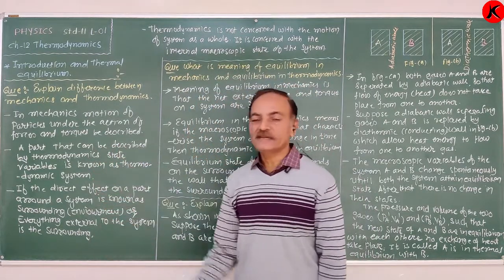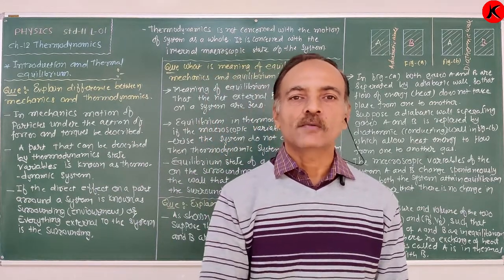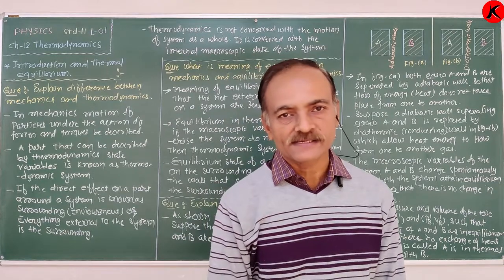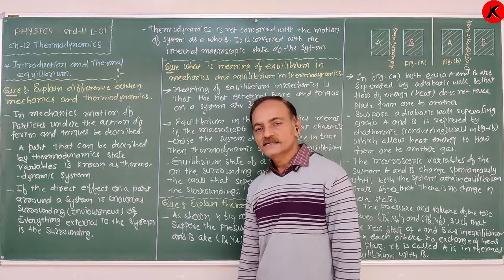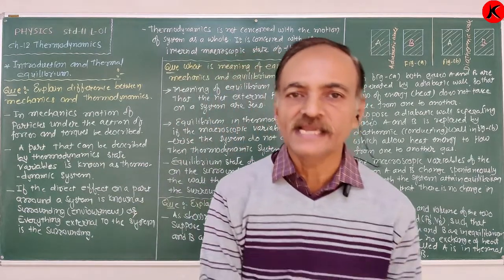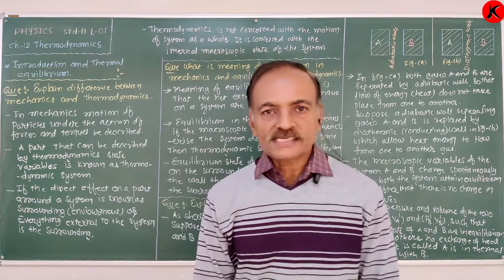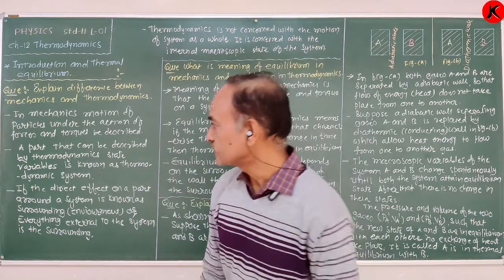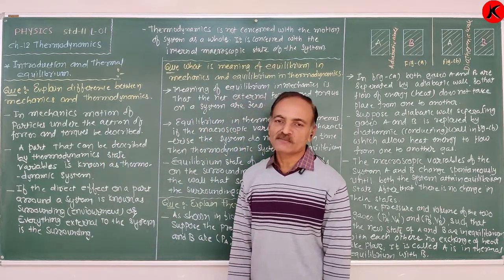Therefore, a part that can be described by thermodynamic variables is a thermodynamic system. Which are the thermodynamic variables? Pressure, volume, temperature, internal energy, and also the amount of heat are known as thermodynamic variables. These are the constants or variables which describe the thermodynamic state of the body. Therefore, a part that can be described by thermodynamic state variables is known as a thermodynamic system.